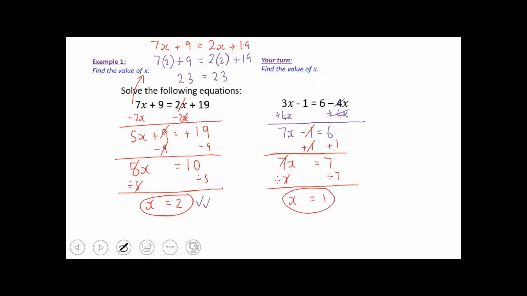Like we did earlier on, we can substitute it to see if it balances out. So I'll just write this out again up here. It says 3x minus 1 equals 6 minus 4x. What we are going to be doing is just replacing the x with the 1 this time. So you've got 3 and replace x with the 1, minus 1 equals 6 minus 4 and replace the x with the 1.